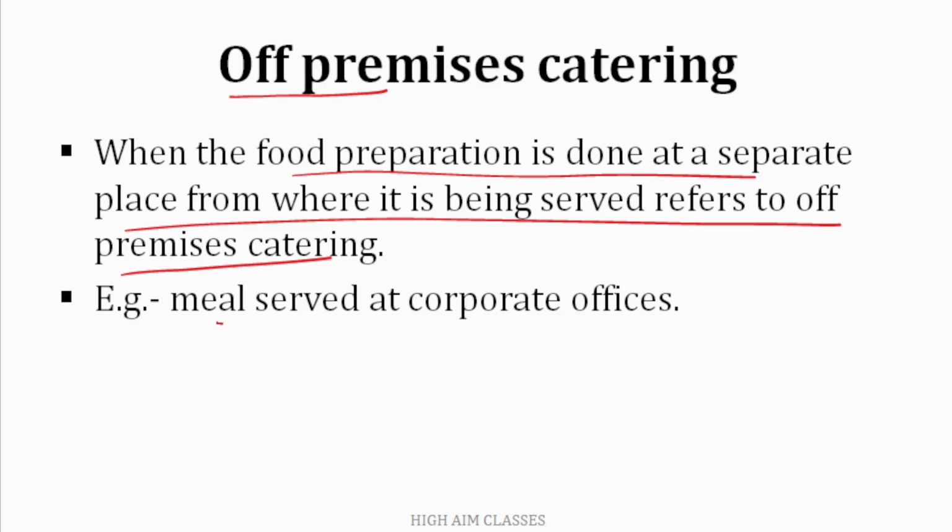So if a caterer takes the contract of providing food at a corporate office, that will be termed as off-premises catering. Or if a caterer is providing food at somebody's location, at their house, or at some other place, that will be termed as off-premises catering. So food is being prepared somewhere else and the cooked food is transported to a place where it will be served later on. So these are the two categories, on-premises catering and off-premises catering.